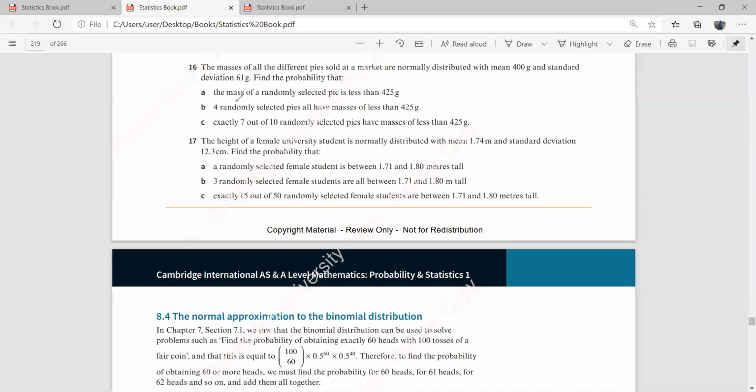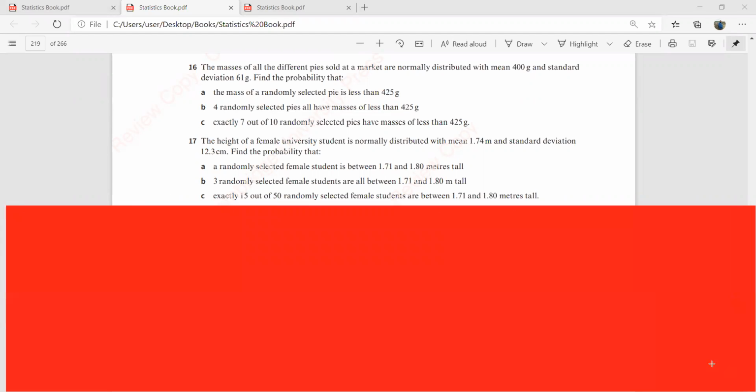Okay, we're given that the mass of all of the different pies sold at a market are normally distributed with the mean this and the standard deviation this. Let me have some space for the working.